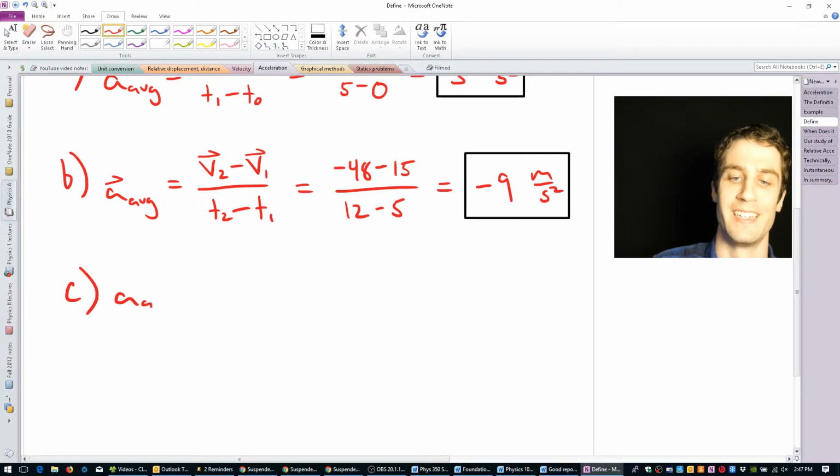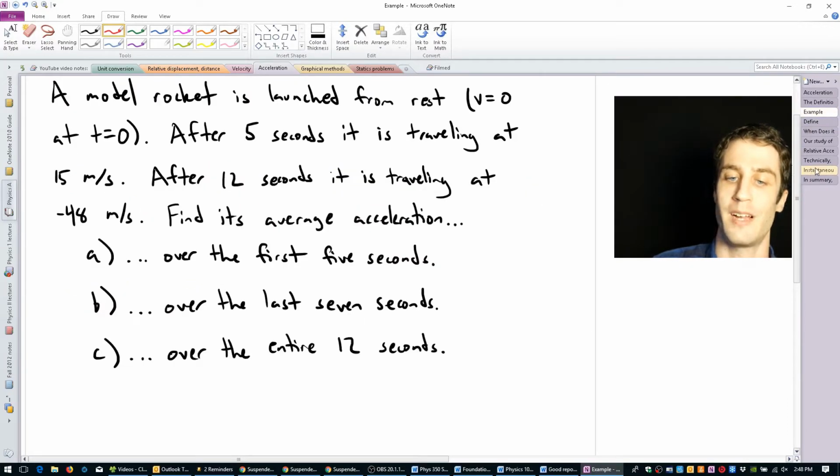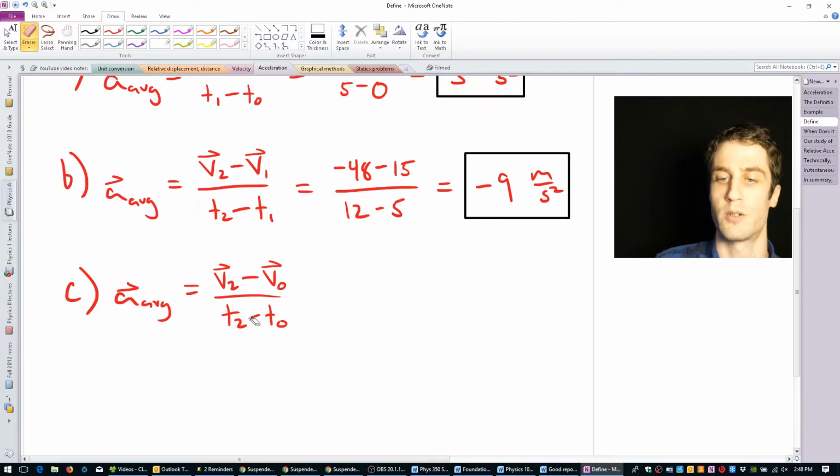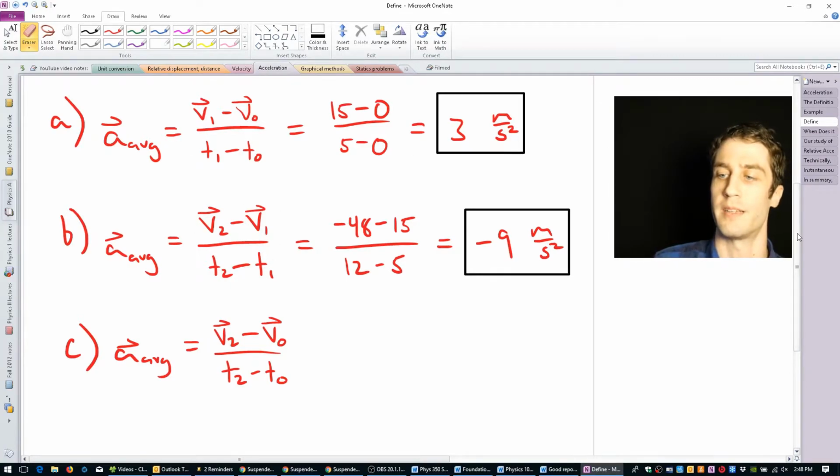Part C. Part C was find the average acceleration over the entire 12 seconds, and so our time interval ends at our final velocity, and it begins with our initial velocity, and we divide that by t2 minus t0. Again, always note that the subscripts correspond. So v2 and t2 here, v0 and t0 here. v2 minus v0, t2 minus t0, and likewise for the other expressions that we found for parts A and B.